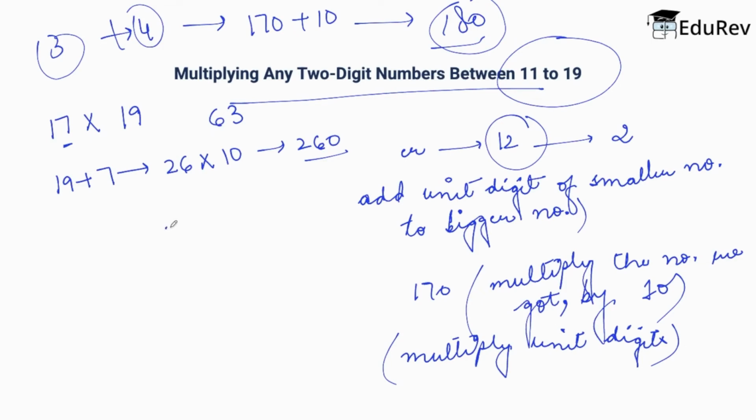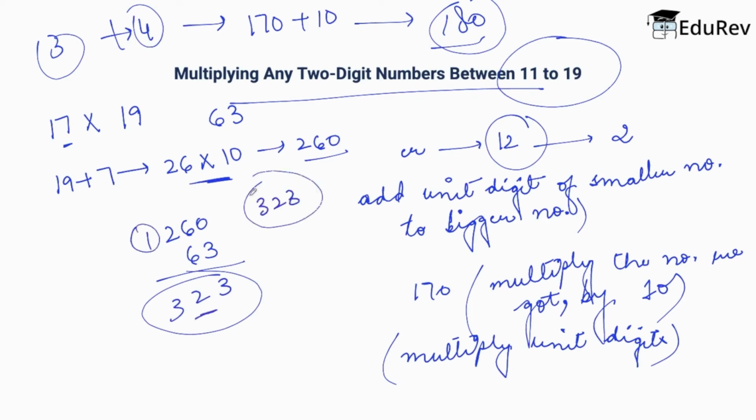Then I have to multiply the unit digits of both the numbers, that is 7 into 9 is what? 63. And I have to add 63 to what? The number that I have obtained by multiplying with 10. That is 260. So it will be what? It will be 323, and this is going to be the answer. I hope you understood this. Now let's move on to the next concept.